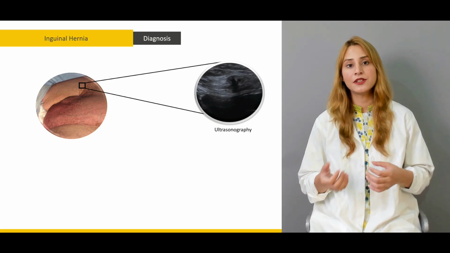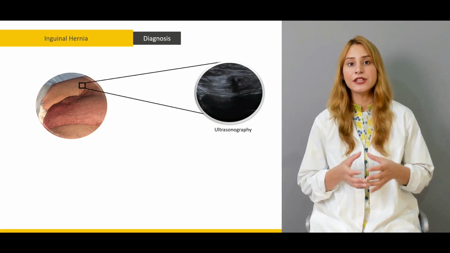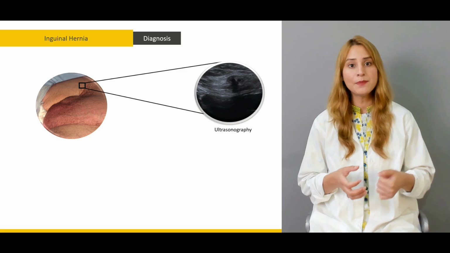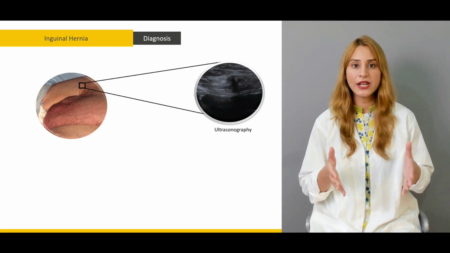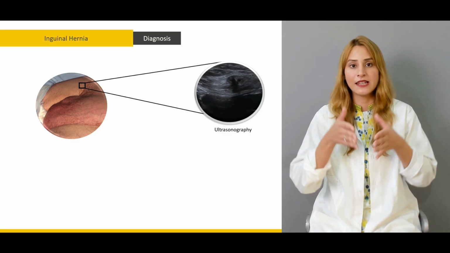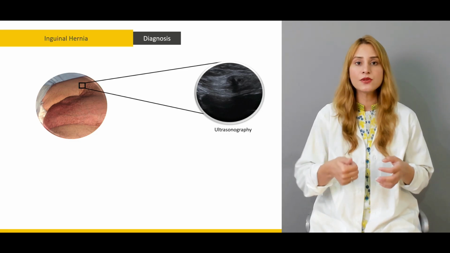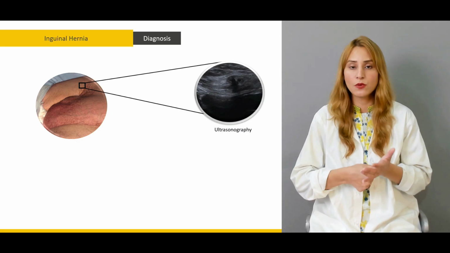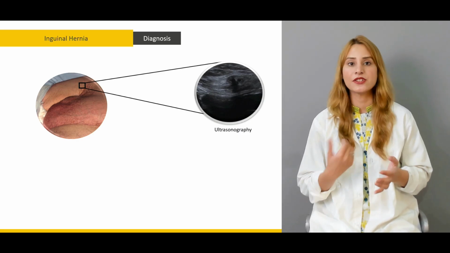In the ring occlusion test, you first occlude the deep inguinal ring, which is located midway between the anterior superior iliac spine and the pubic tubercle, right? So what you do is you put your thumb over the deep inguinal ring and you ask the patient to cough.